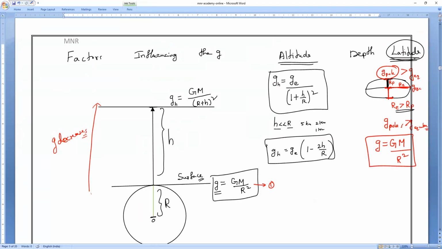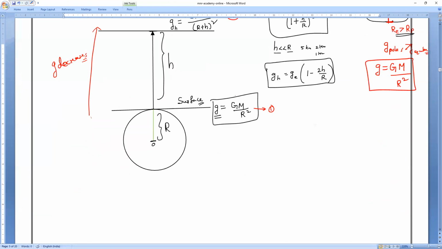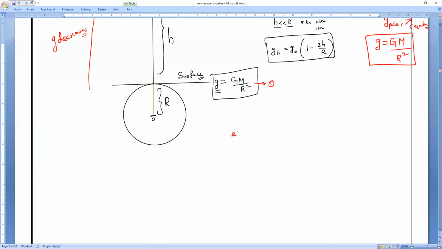Equation number 1 and equation number 2. If you want to find the g value at any height, just divide equation 2 by 1. So tell me the equation, everybody. g_h divided by g, where g means at the surface, is equal to, what is g_h? Verify it, everyone. Write the formula. GM divided by (R plus H) whole square, divided by GM divided by R whole square.